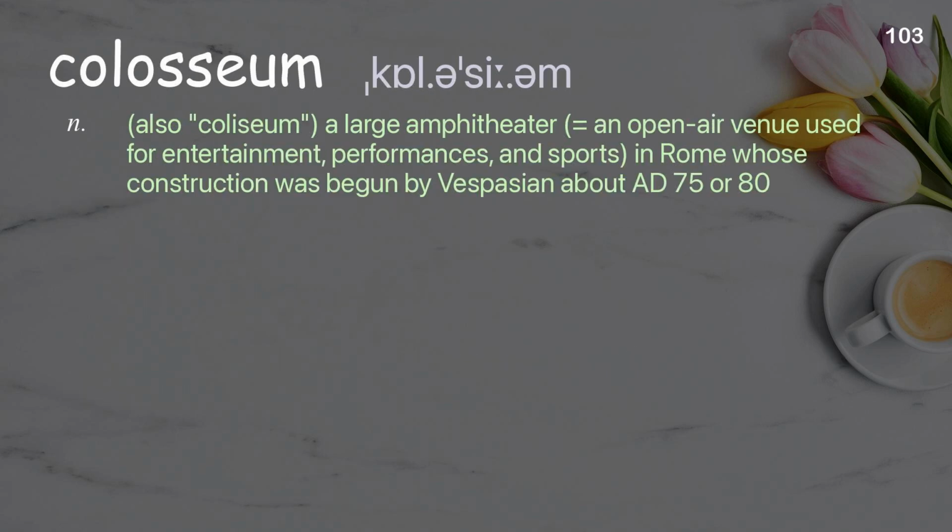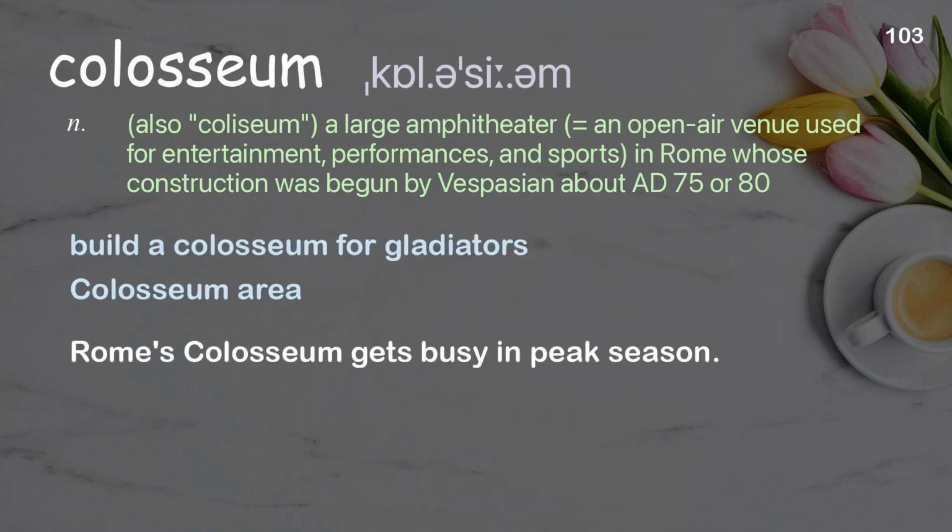Colosseum. Also Coliseum, a large amphitheater, an open-air venue used for entertainment, performances, and sports, in Rome, whose construction was begun by Vespasian about AD 75 or 80. Examples: Build a Colosseum for gladiators. Colosseum area. Rome's Colosseum gets busy in peak season.